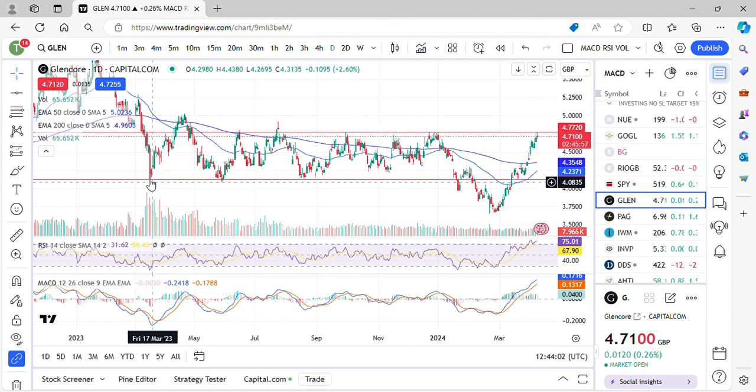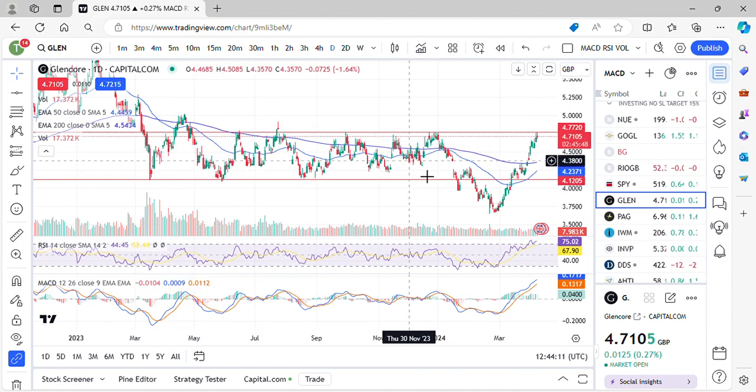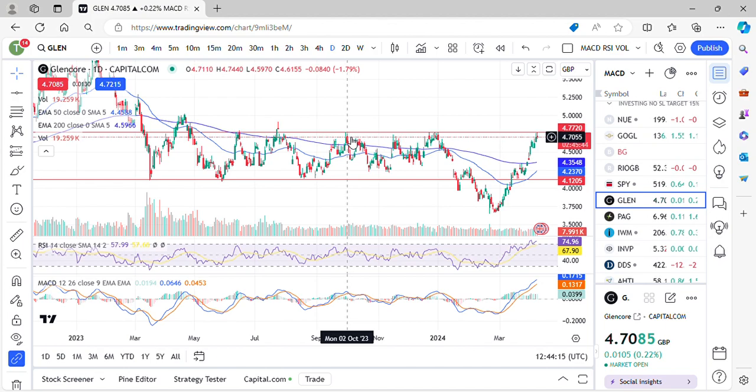So there are some traders that trade markets where they're going sideways. They look for this sort of scenario, and they're good at trading these scenarios. So you could do a short position here. If you were one of those traders, you could short the market here.